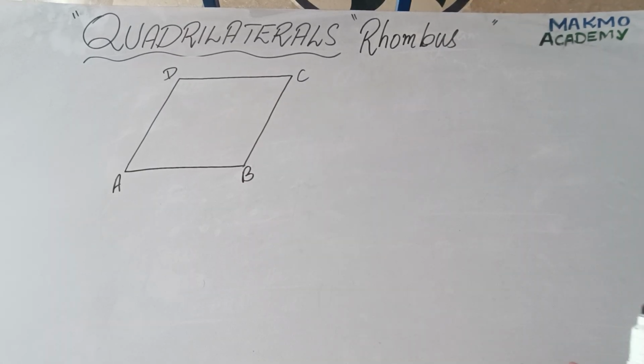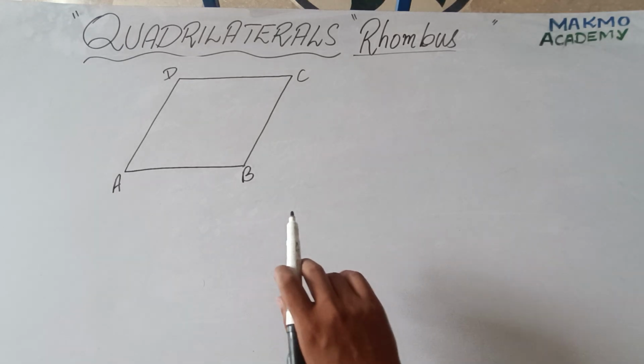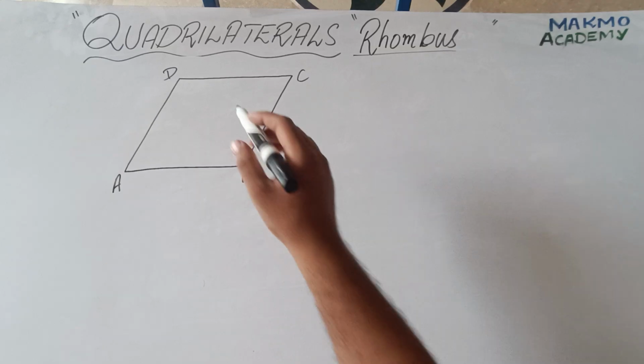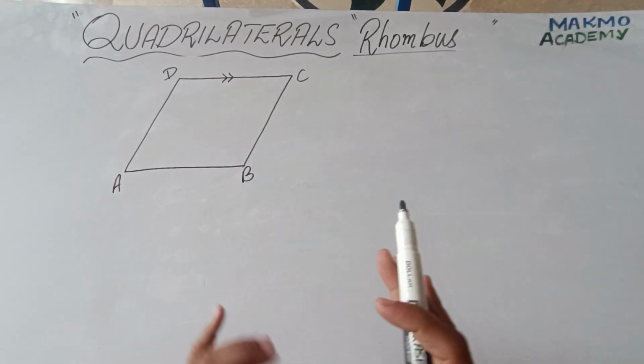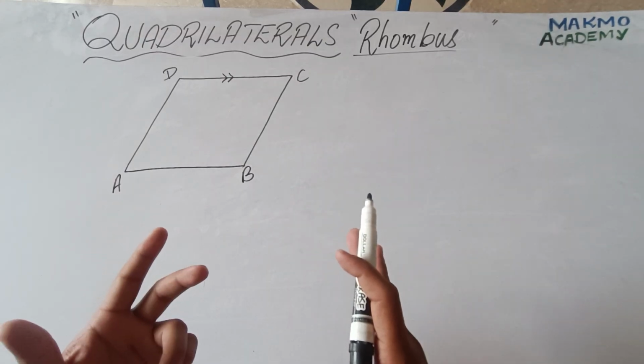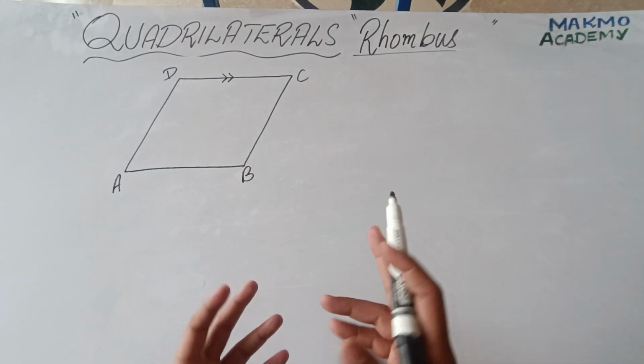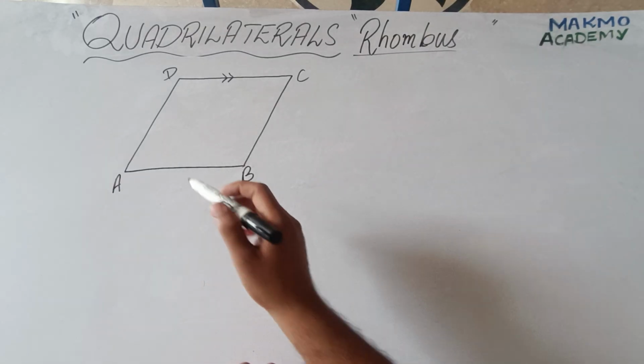Now guys, after parallelogram, let's discuss another important figure, which is rhombus. So in rhombus we need to discuss the properties of rhombus. First of all, the important properties of rhombus. Starting with the basic property, there are two pairs of parallel sides. Again it's like a parallelogram, and rhombus is actually a combination of parallelogram as well as square.